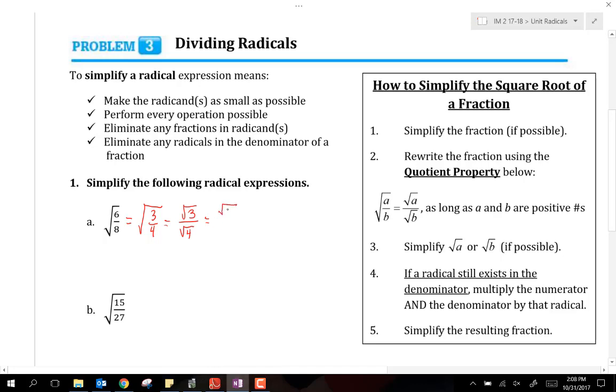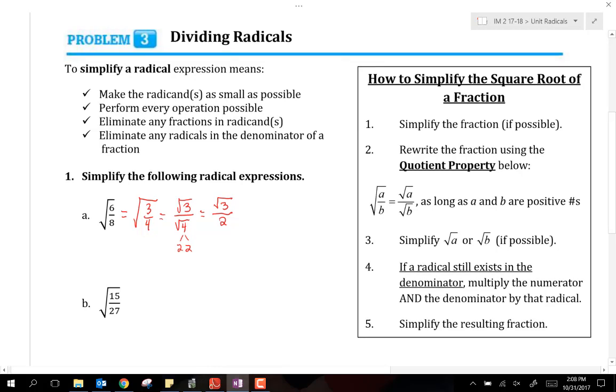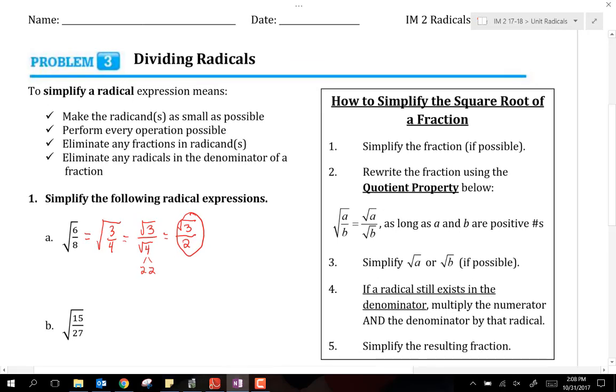Root 3 we can't do anything with. Root 4 is just 2. And then if a radical still exists in the denominator, which is not the case, multiply the numerator and denominator by that radical. So we don't have to do that last step. So that's it.